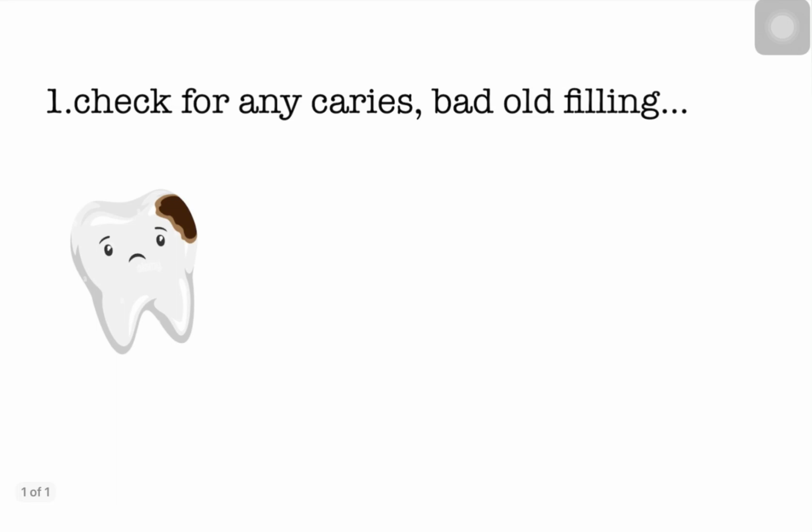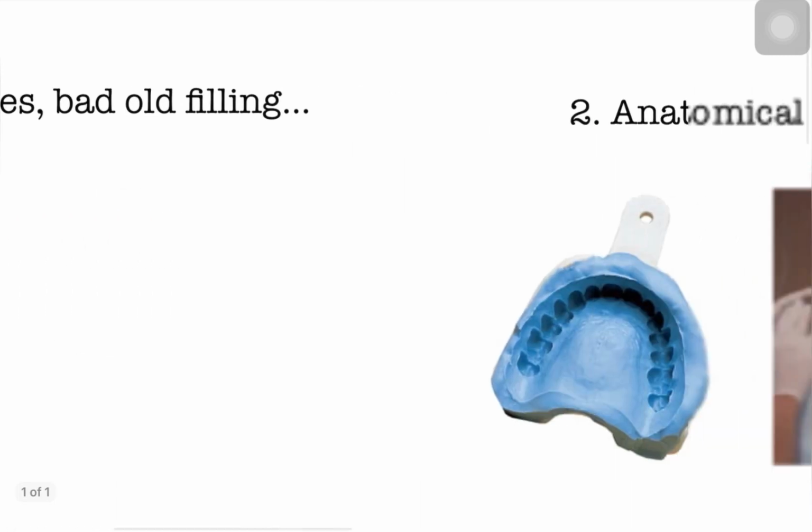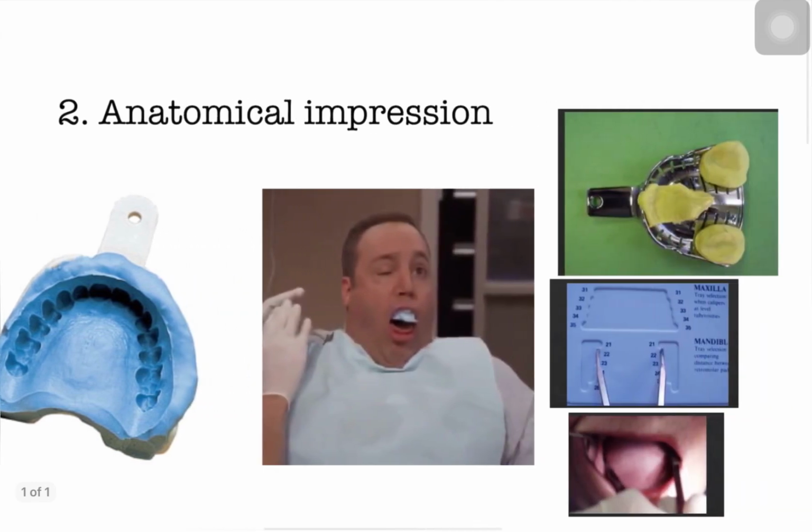First step is to check for any caries, any bad old fillings, overhangs, endo, or if the mouth is unstable and they need to go through perio treatments. The mouth should be in so-called homeostasis, okay? And then we're going to move to the second step.